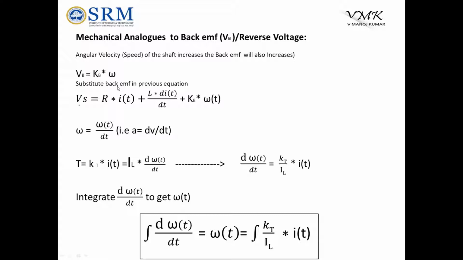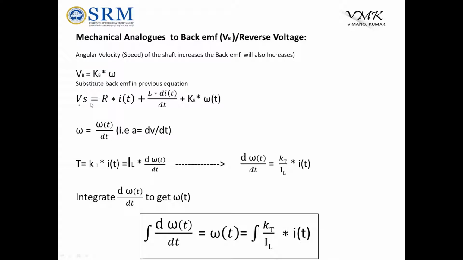KB is a constant value which is going to be given. VB is equal to KB into omega, so VB is proportional to omega. Now I'm going to substitute the back EMF in the previous equation. What is the back EMF? VB is equal to KB into omega.